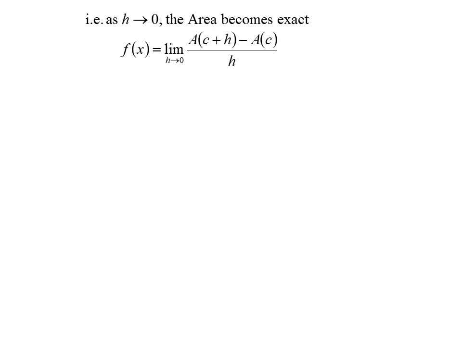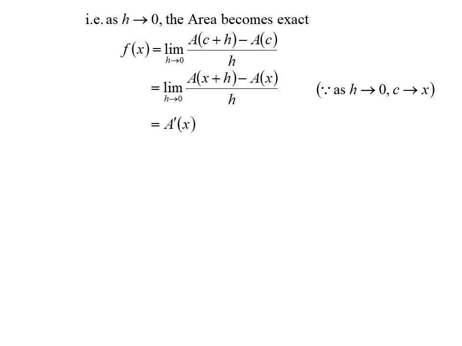One more step. Because remember, if H is approaching 0, then X and C are pretty much the same value. So I'm going to replace the letter C with the letter X. Now have a look at what we've got. I've got a capital A there. We're used to seeing it with a different letter. But that is our first principles formula. That is the derivative of this area function that I don't know what the area function is.